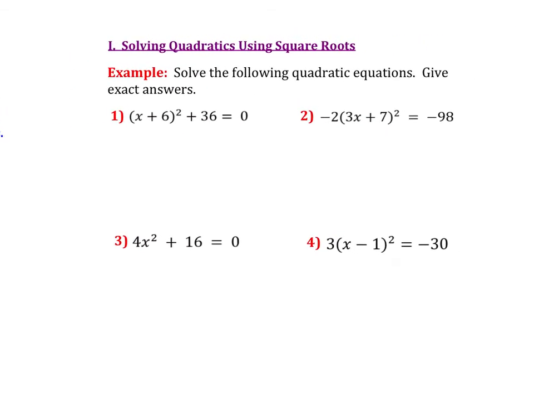On each one of these little subsets, there are 4 examples. I feel like if we do 2 from each, we should be good to go. You'll have access to the PDFs of these, so if you need to see more examples, those will be available to you. For problem set 1, let's do numbers 2 and 3. We're going to be solving quadratics by using square roots.